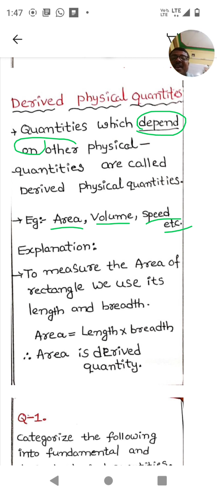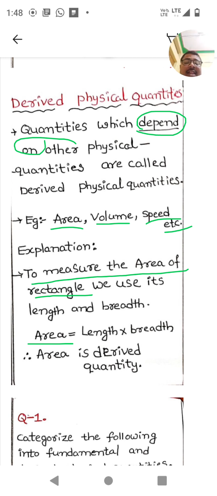For example, to measure the area of a rectangle, what is the formula? Here L into B. The area of a rectangle is equal to length into breadth. Area is a derived physical quantity. Why? Because area depends on length and breadth. L and B, the multiplication of L and B is nothing but the area of a rectangle. That's why area belongs to derived physical quantities.